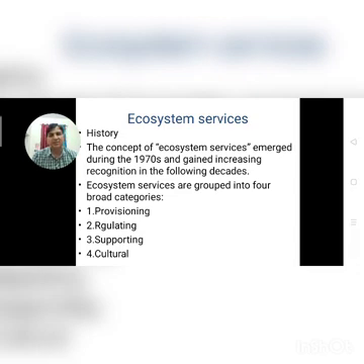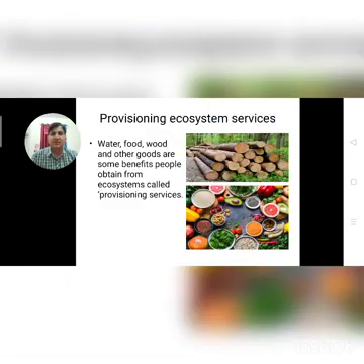Broadly, we can group these into four categories: provisioning, regulating, supporting, and cultural services. When we talk about provisioning services, whatever we get, just like any provision store, you go and buy things. So here also we are extracting things from nature: water, food, wood, timber, any other goods that have some benefits for people. They obtain these from ecosystems, and they are generally called provisioning services.